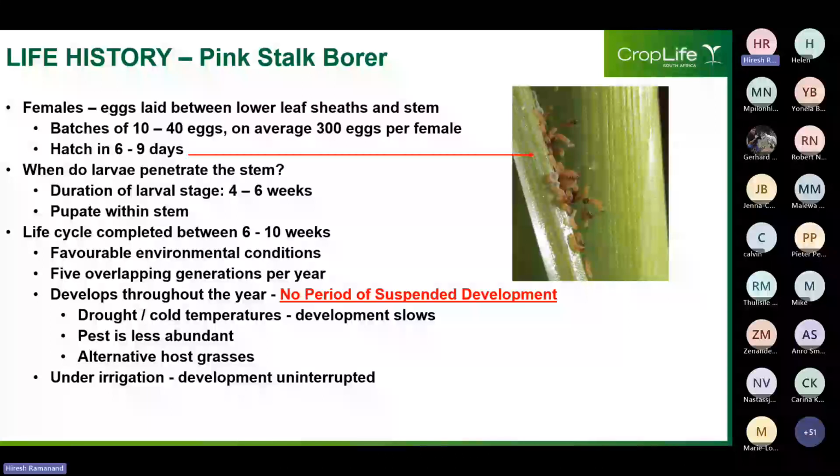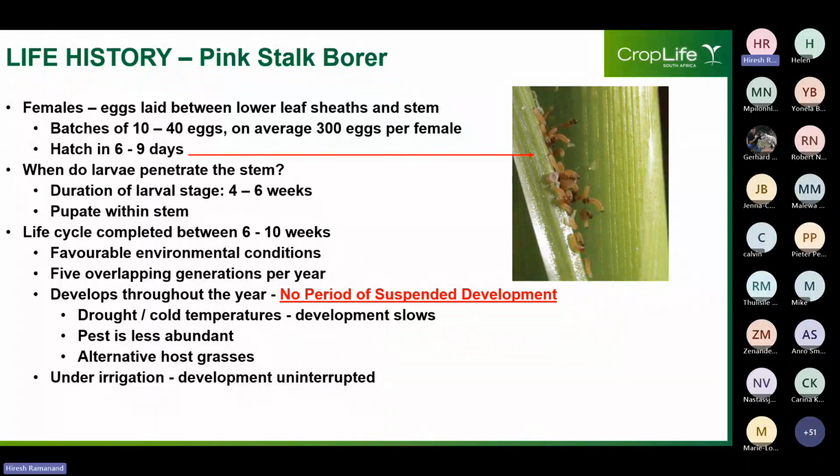Female moths lay their eggs between the lower leaf sheath and the stem in batches of 10 to 40 eggs arranged in 2 to 4 contiguous rows. On average, each female lays around 300 eggs in 5 days. Eggs hatch in 6 to 9 days. Ingram in 1958 reported first instar Sesamia calamistis larvae, as pointed out on your screens, to feed for approximately 1 week in the wall of the plant, after which they penetrate the stem. However, van den Berg and van Wyk reported the vast majority of first instar larvae to feed on the leaf sheath before directly penetrating the stem of the maize plant.